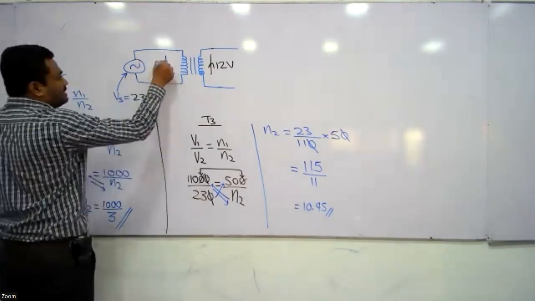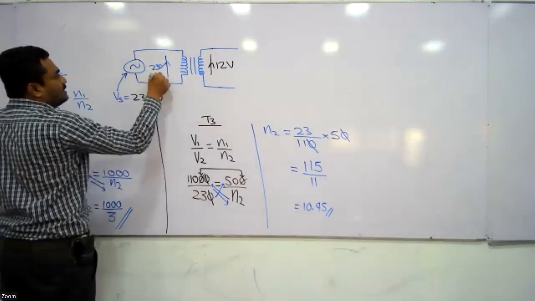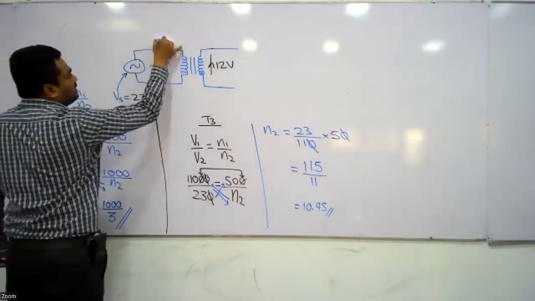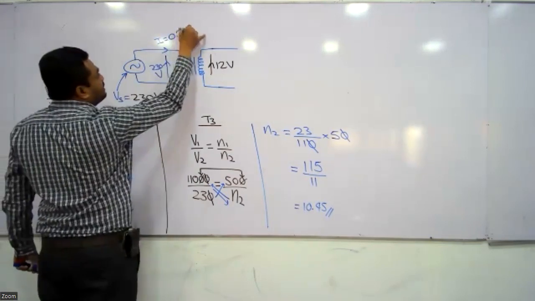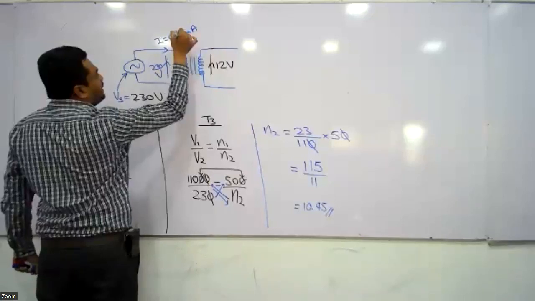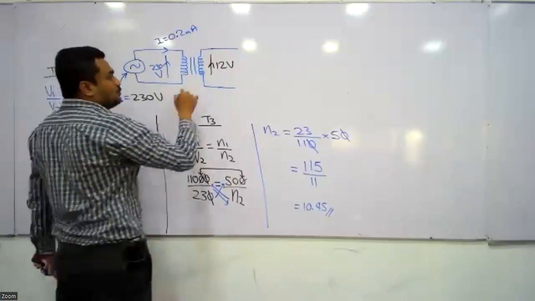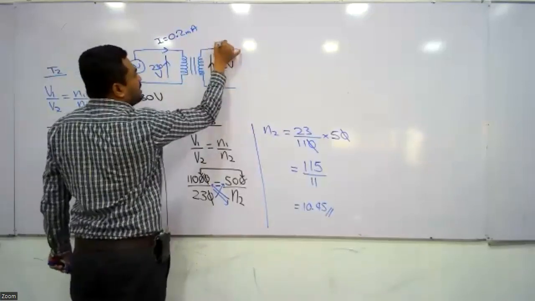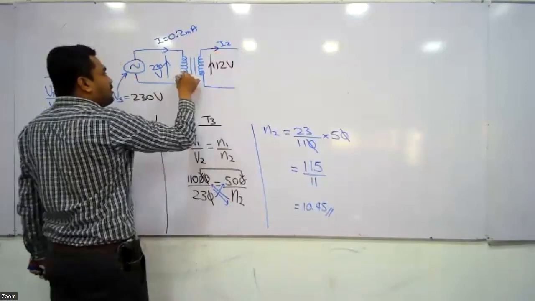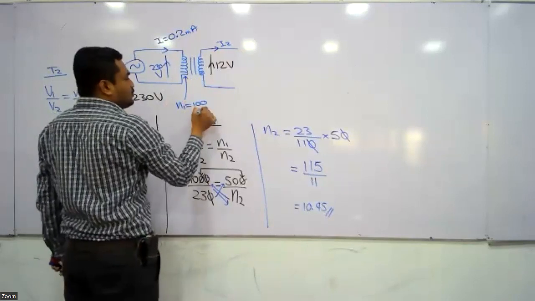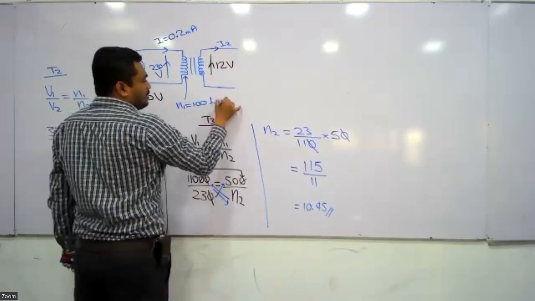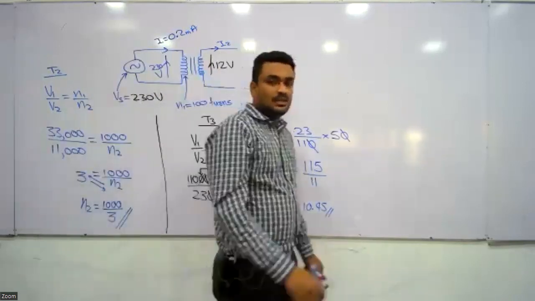So this voltage is 230 volt. Let me take this current as 0.2 milliampere. So we want to find this voltage and current I2. Number of turns in the primary coil, let me take it as 100 turns. Please write.